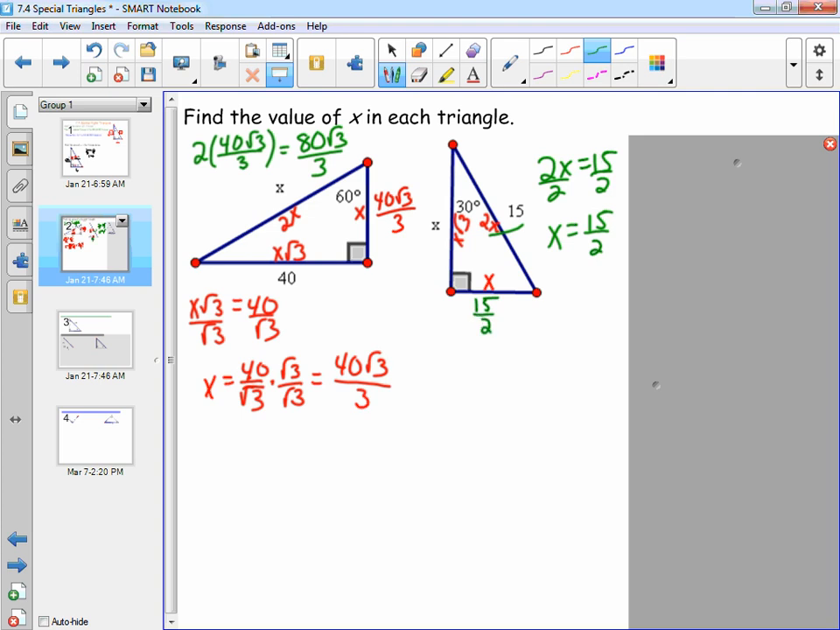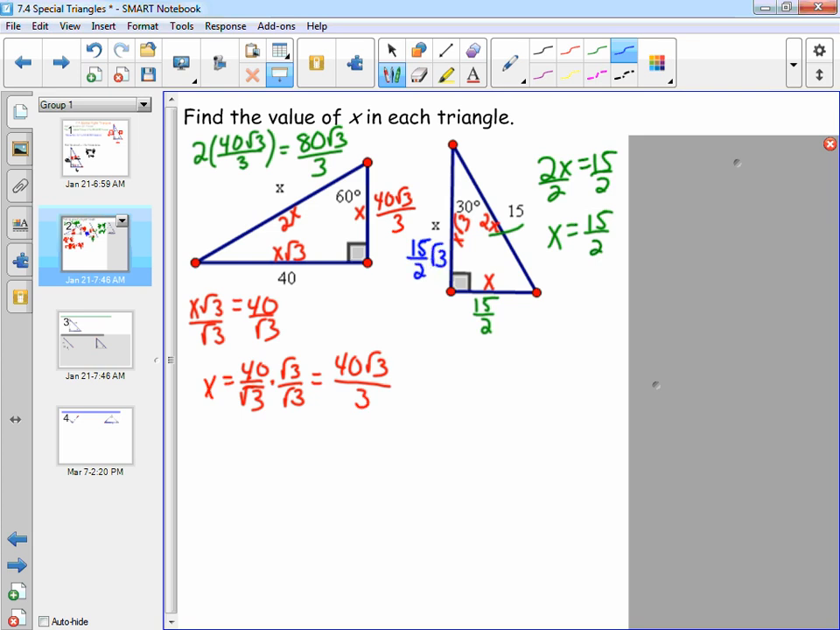So again, our short leg is 15 over 2. But again, as in the previous examples, this is not the leg we are solving for. We are trying to find the long leg, which we know to be x root 3. So we're going to plug in 15 over 2 times root 3.